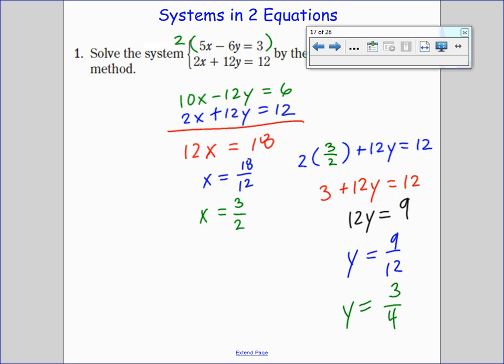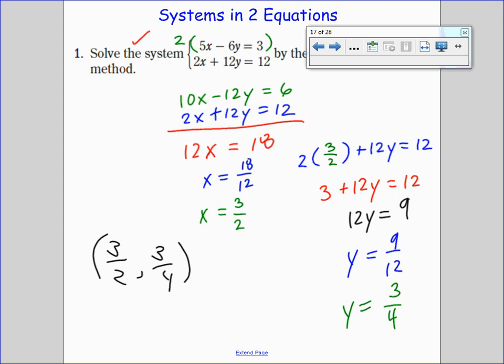All right, moment of truth. 3 halves, comma, 3/4. We'll see if we can check this. So 5 times 3 halves is 15 halves. 15 halves minus 6 times 3/4, which is 18/4, that's 9 halves. Does 15 halves minus 9 halves equal 3? Yeah, that would be 6 halves, which is 3. Good.